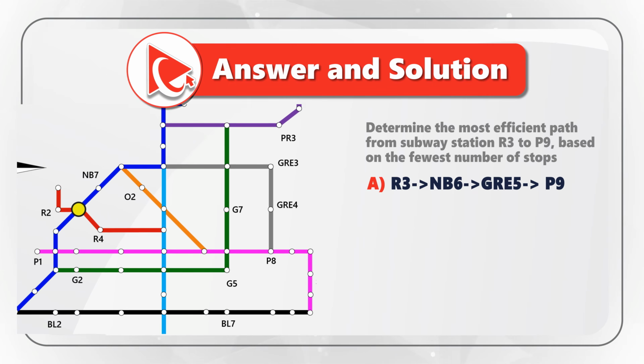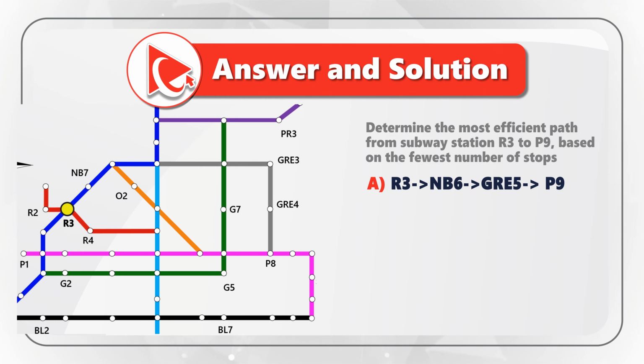Let's start with choice A. We start at the point of R3 and then go to NB6, so there are 2 stations in between. Then we go to GRE5, which is gray 5, which is also the same station as P8. And between NB6 and P8, or GRE5, there are 1, 2, 3, 4, 5, 6, 7 stations.